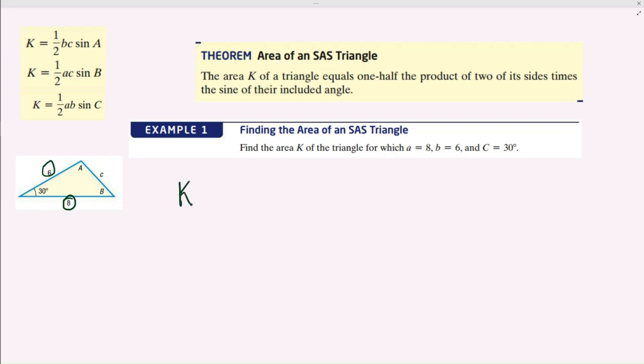So we know that the area for this triangle situation they've given us is equal to 1/2 times 6 times 8 times the sine of the angle included. So that's 30 degrees. All right, and if we punch this into the calculator, we're going to find 12 square units.